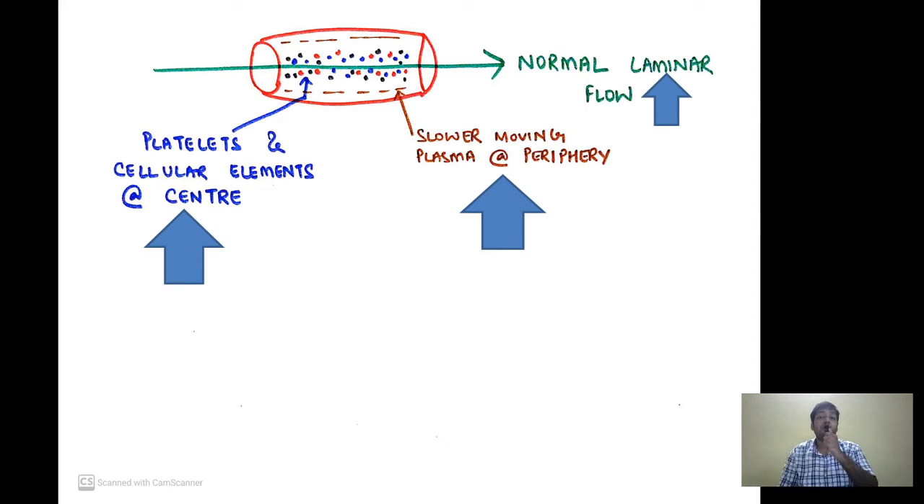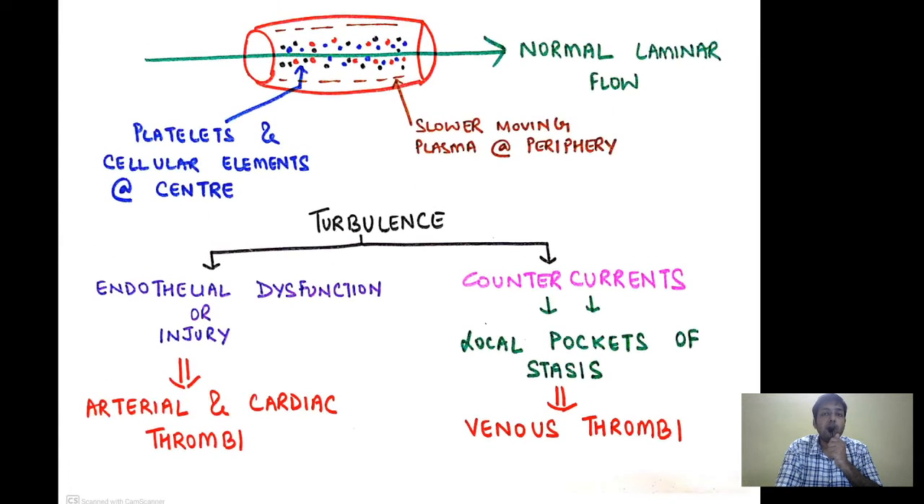So as to prevent any contact between these platelets and the endothelium, and so as to prevent endothelial activation. Okay, so this is how a normal laminar flow prevents thrombosis in a normal endothelium. Now let's see what happens during turbulence.